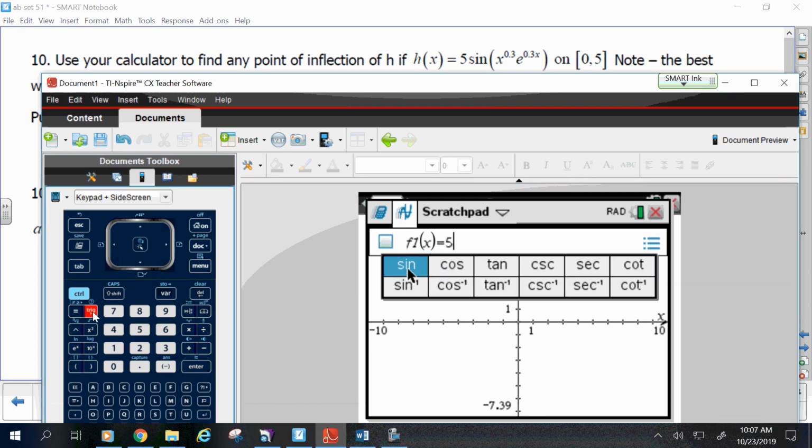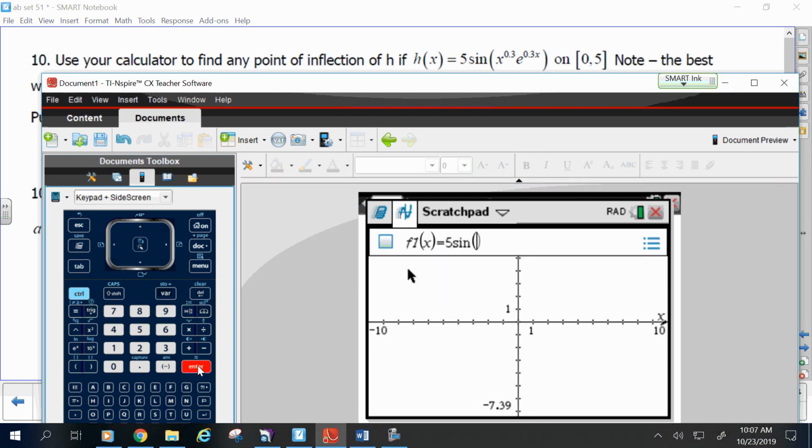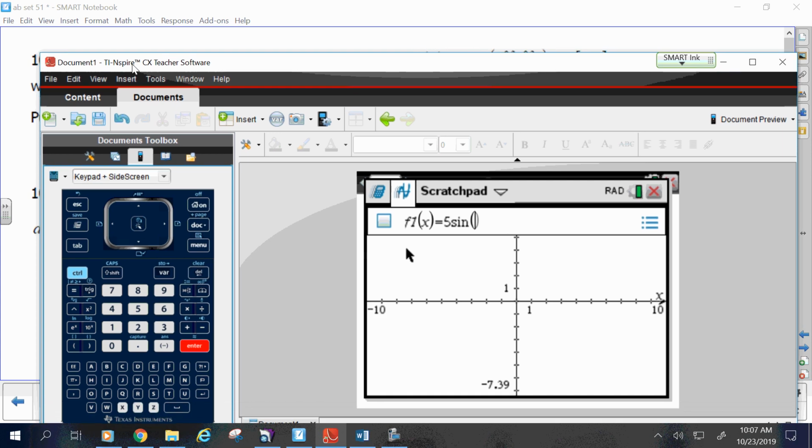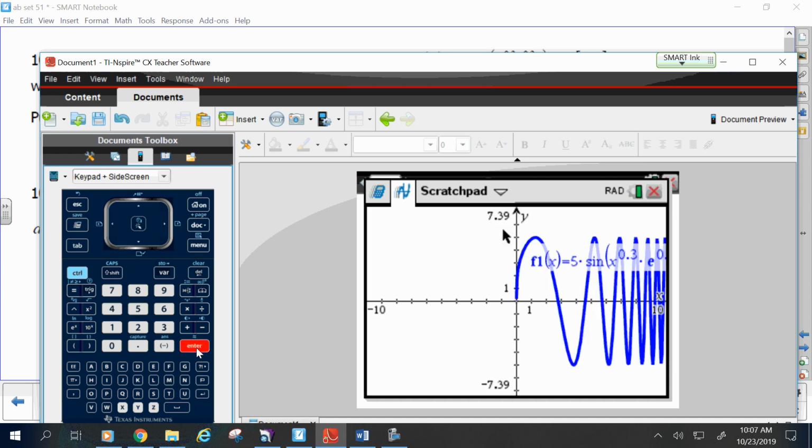5 sine of x to the 0.3 pi e to the 0.3 x. I wonder if I need a multiplication there. Sometimes it's picky like that. Okay, so I get this gross graph.